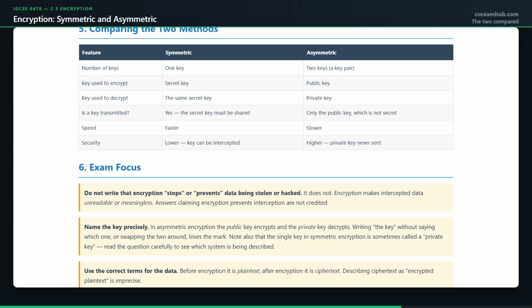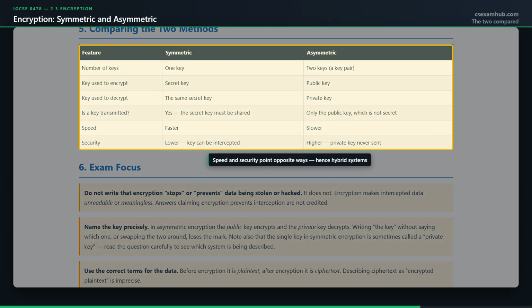Put them side by side. Number of keys. Symmetric uses 1, asymmetric uses 2, a pair. Encryption. Symmetric uses the secret key. Asymmetric uses the public key. Decryption. Symmetric uses that same secret key. Asymmetric uses the private key. Is a key transmitted? Symmetric, yes. The secret key must be shared, and that is the vulnerability. Asymmetric, only the public key, which is not secret and does not matter.